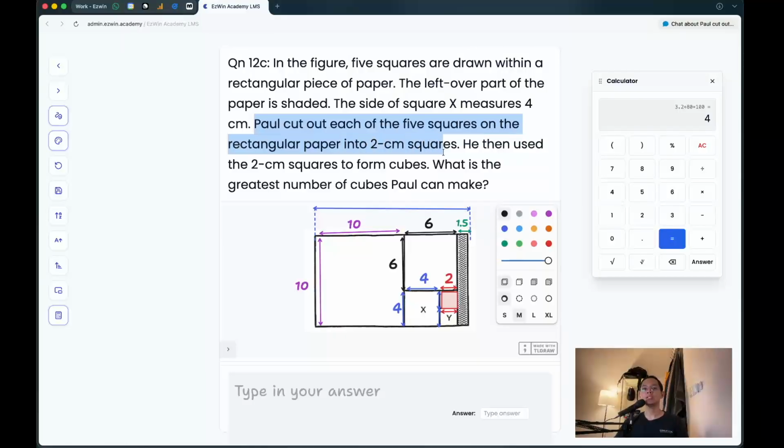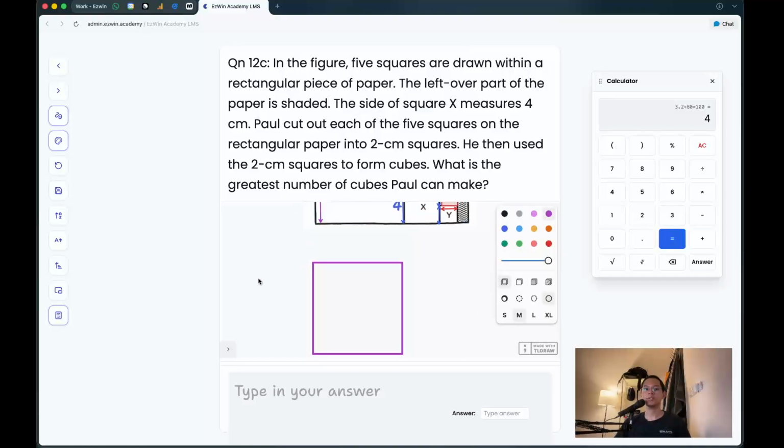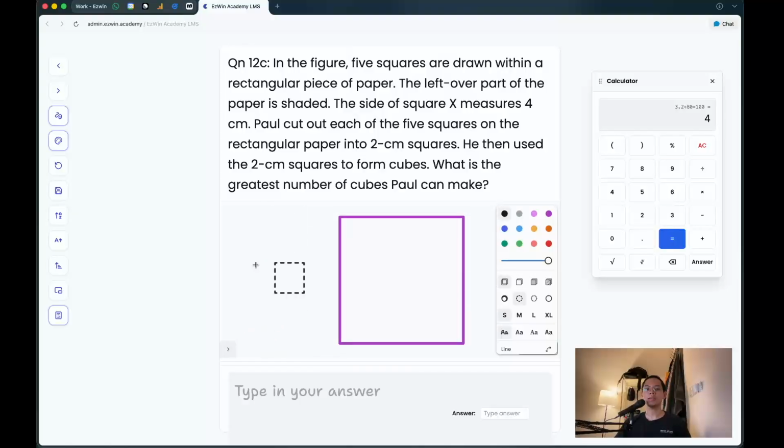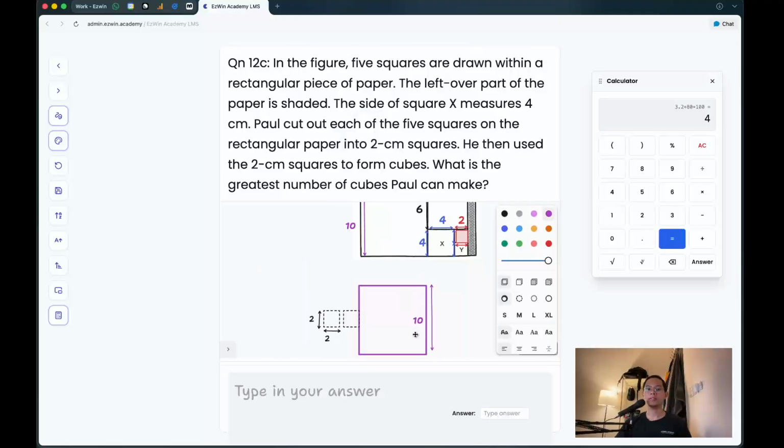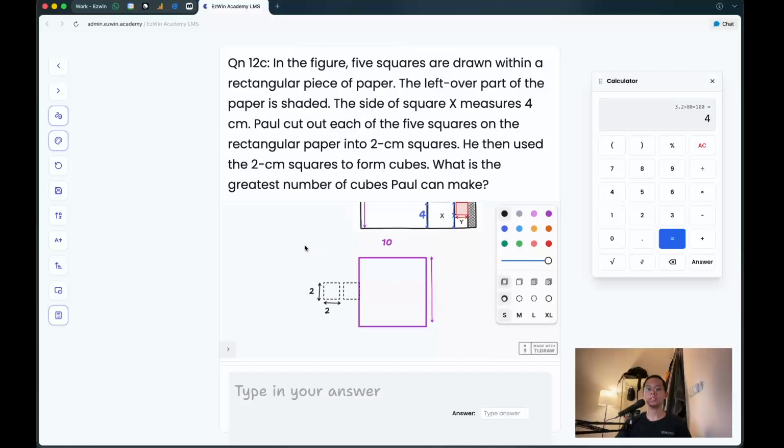into 2 centimeter squares. He then used the 2 centimeter squares to form cubes. What is the greatest number of cubes Paul can make? So for the 10 by 10 over here, he wants to cut out 2 centimeter squares, which I'm going to draw as a dotted line like this, or maybe like this, small, right? So 2 and 2. So the cutout for this 10 centimeter square over here. So let me just drag this down. We have 10 and we have 10.